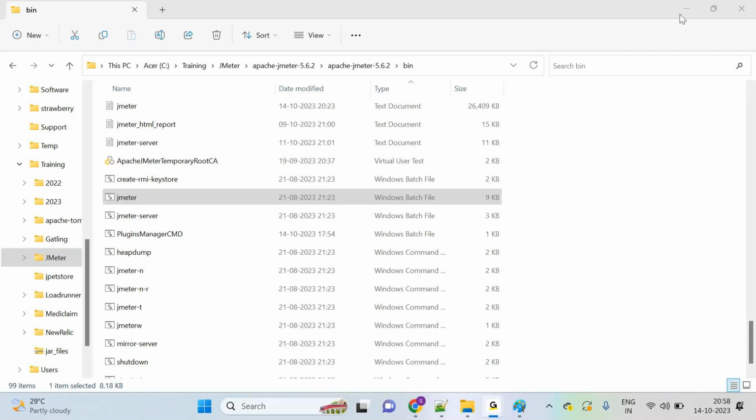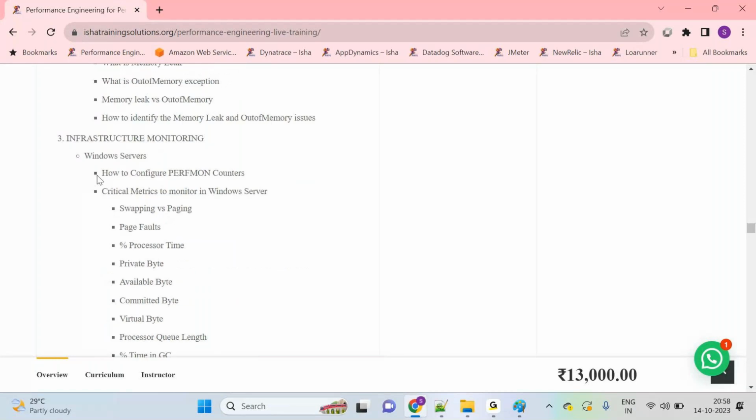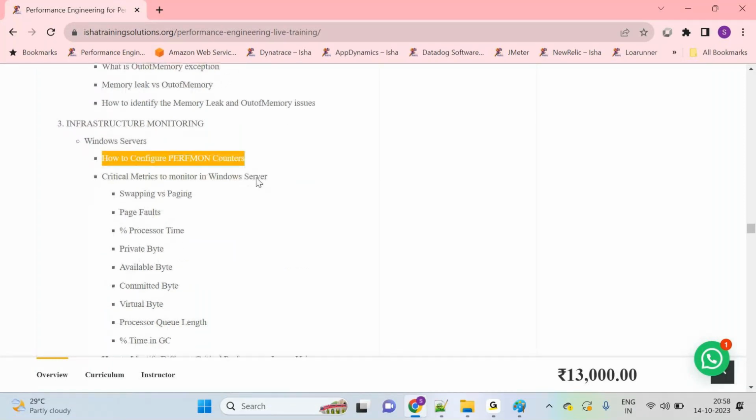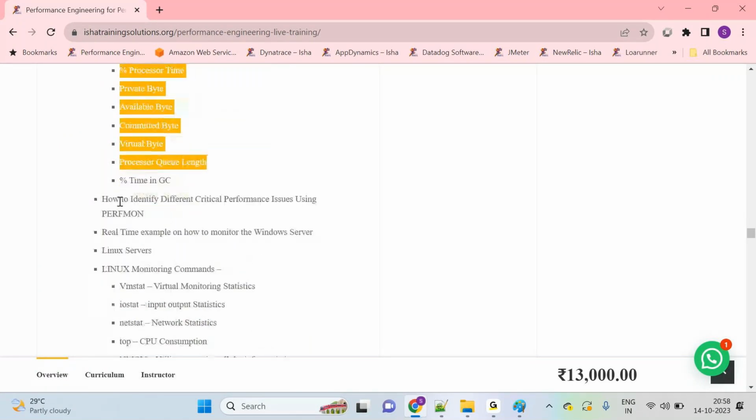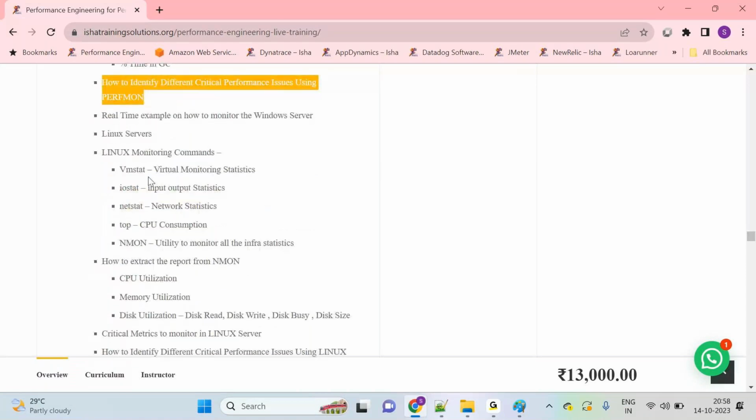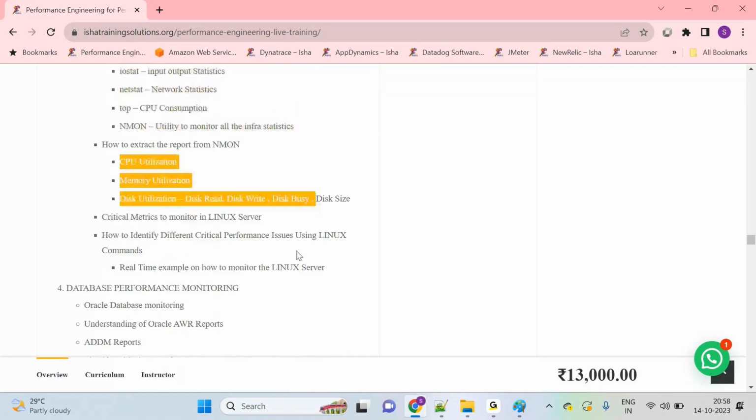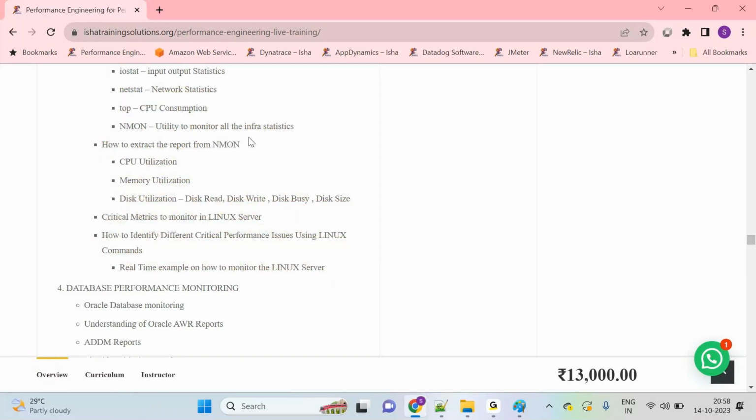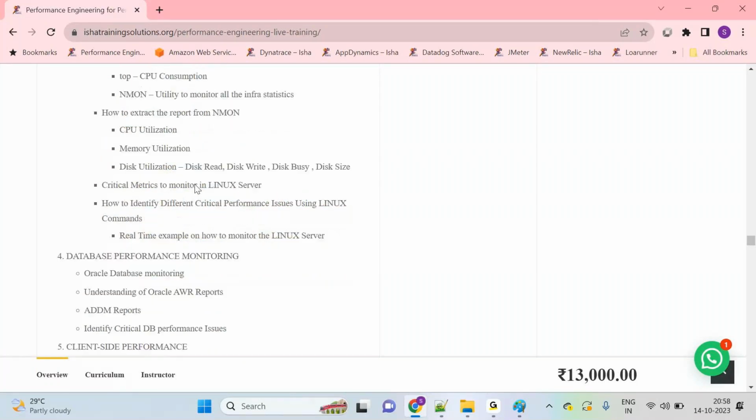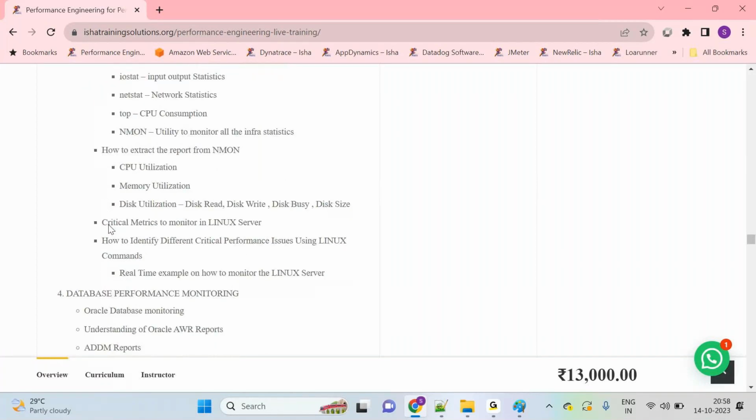So in infrastructure monitoring, we are going to focus on the Windows server and Linux server. How to configure your Perfmon and what are all the important metrics we are going to discuss, and then how to identify issues. In the Linux server, what are all the commands, and how to analyze the metrics, all those things we are going to do in infrastructure monitoring.